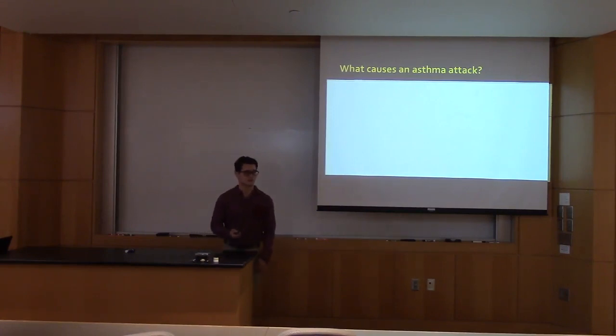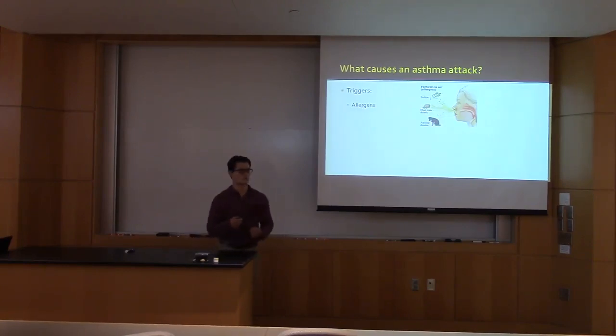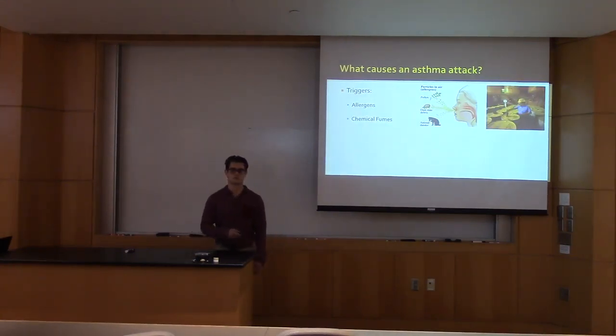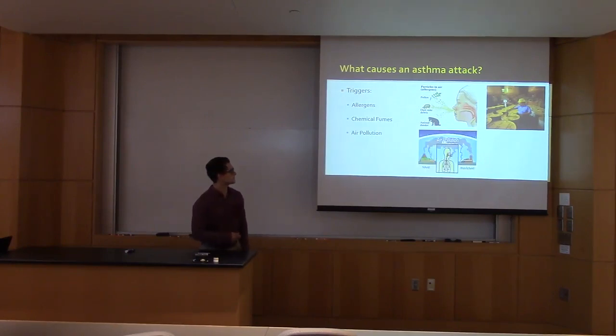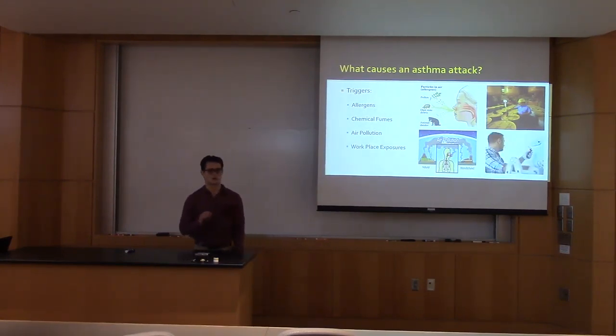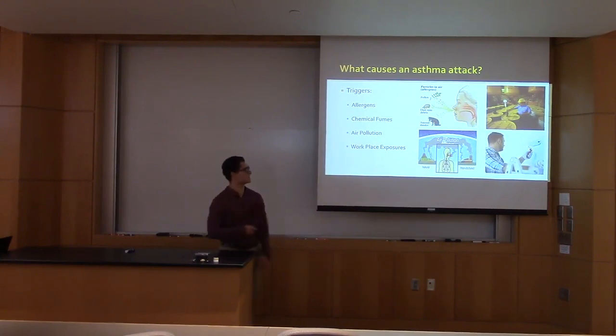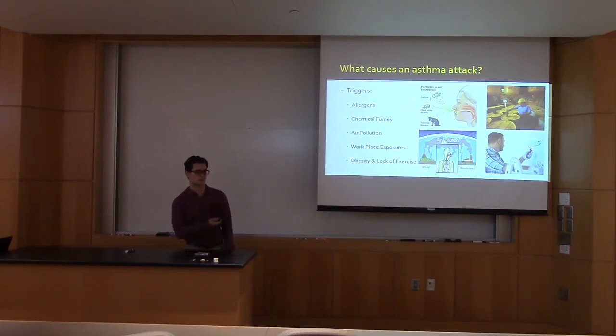So what causes an asthma attack? When growing up, I learned about these things called triggers. These triggers consist of allergens, again, particles in the air, pollen, ragweed, dust mites, animal dander, and then also exposures to chemical fumes, such as high exposures of chlorine and ammonia, which have also been linked to causing asthma attacks. And air pollution, which can be either manufactured or natural. And this is kind of the odd one out, but workplace exposures. Latex has also been connected to allergic reactions or asthma attacks. Just working day-to-day with your latex gloves could ultimately cause an asthma attack. And then finally, obesity and lack of exercise.